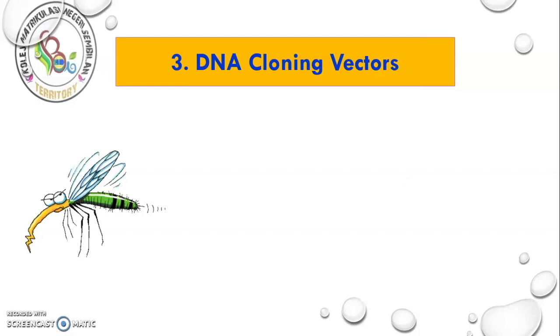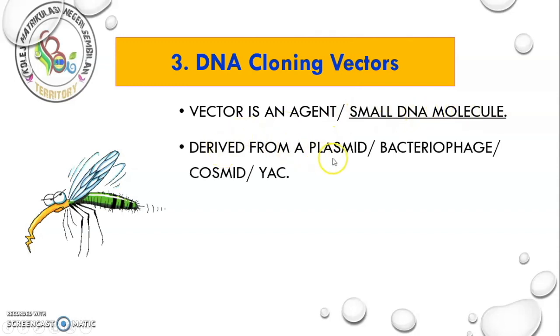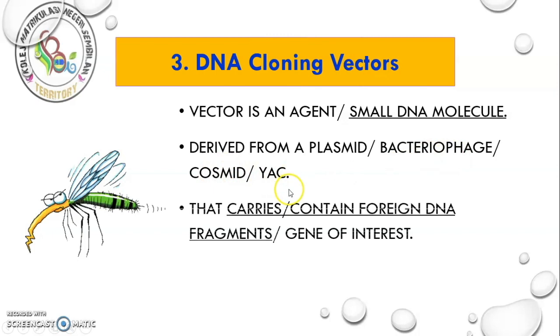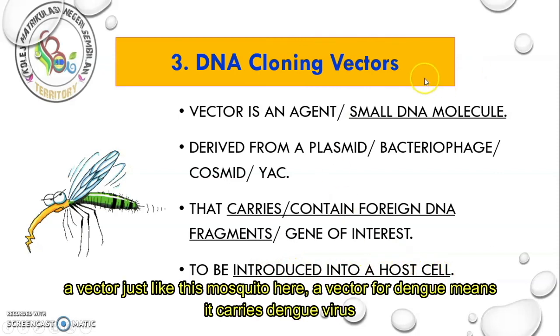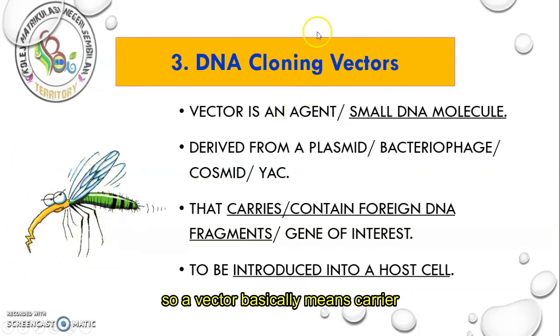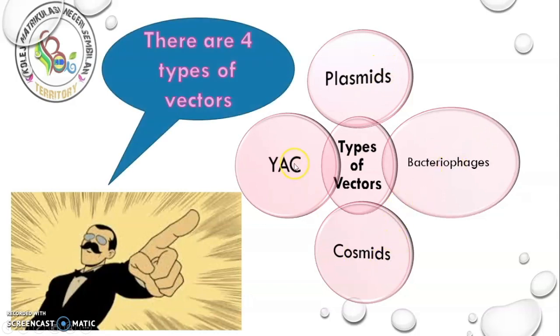The next tool is the DNA cloning vector. It is an agent or a small DNA molecule derived from plasmid, bacteriophage, cosmid, or YAC. It carries or contains the foreign DNA fragment or the gene of interest, which is to be introduced into the host cell. A vector, just like this mosquito here, a vector for dengue, means it carries the dengue virus. So a vector basically means carrier. There are 4 types of vector: plasmid, bacteriophage, cosmid, and YAC.